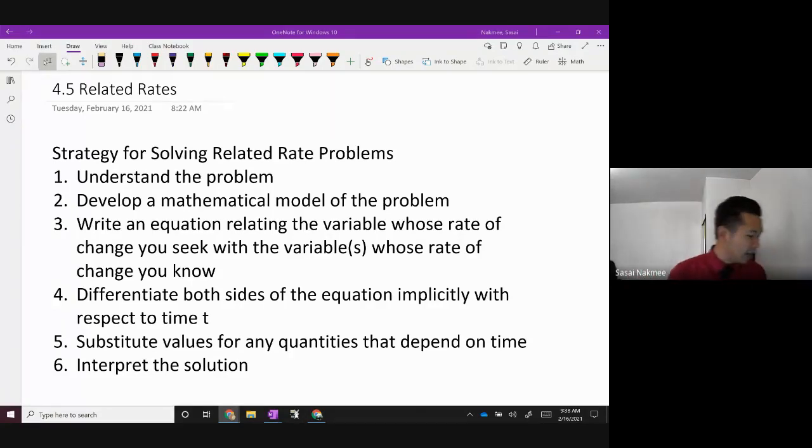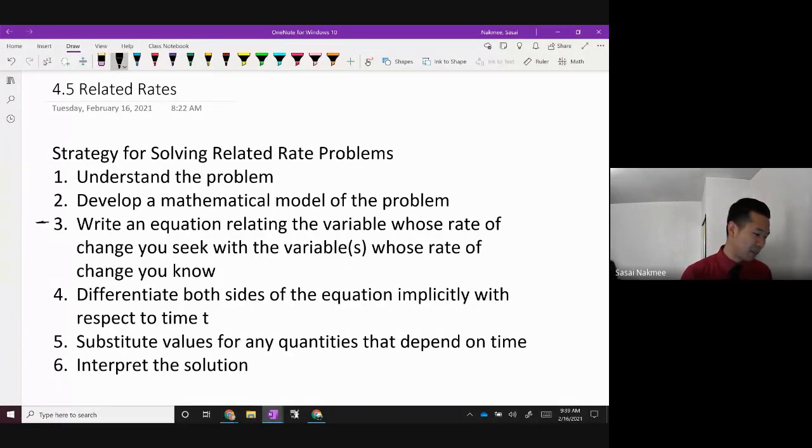And then write an equation relating the variable whose rate of change you seek with the variables whose rate of change you know. This sounds more wordy than it needs to be. It's basically, once you have your equation, try to take the derivative of everything so that it has an equation in terms of related rates as opposed to just the equation that you were dealing with to start. You'll see once we do a problem. This one's a very fancy way of saying take the derivative. That's all it is, right?